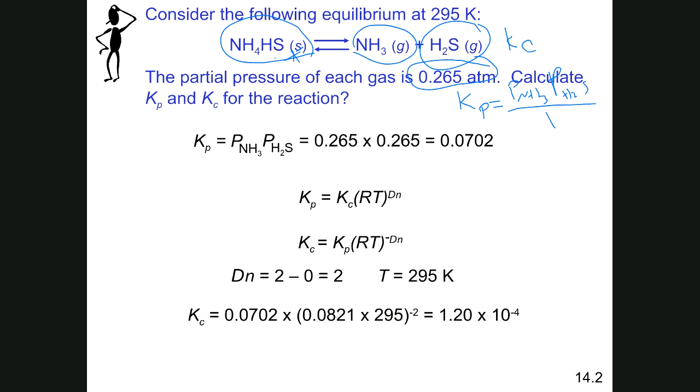The power for the products is going to be 1, because the coefficient is 1. When we calculate the Kp, from Kp we can change to Kc. The relationship between Kc and Kp is that Kc equals Kp times RT to the negative delta n. Pay attention to that, please. If it's Kp, delta n is positive; for Kc, delta n is negative. Basically, it's like a division: you divide by the RT.